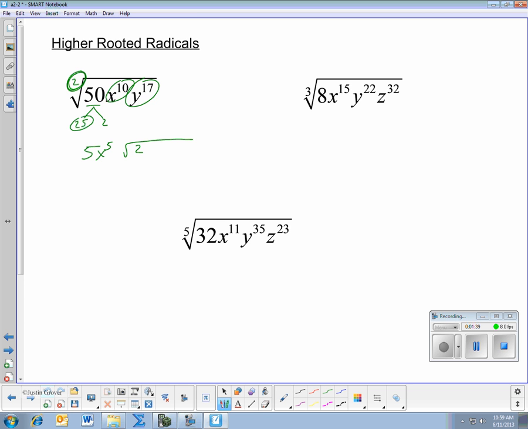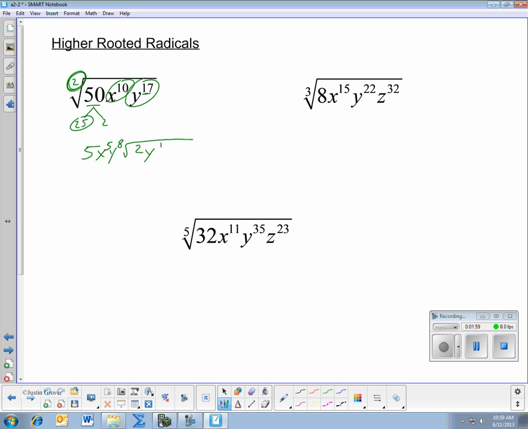For y to the 17th, because there's more than two of them, we're definitely going to take some out. But how many? Well, what we want to do is think about your 17 and divide it by 2. 17 divided by 2 is 8, with a remainder of 1. And so that's how we get our answer.